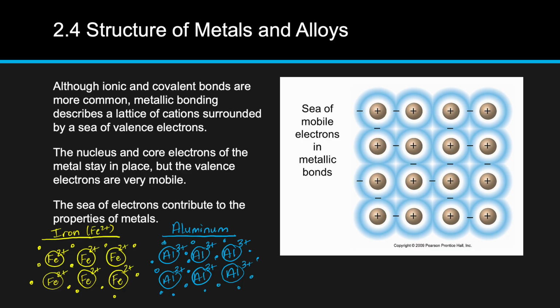Now we have 2 samples of 2 different metals, both having 6 cations, but the aluminum metal will be stronger in terms of metallic bonding because there are more free floating electrons to attract to those positive cations.